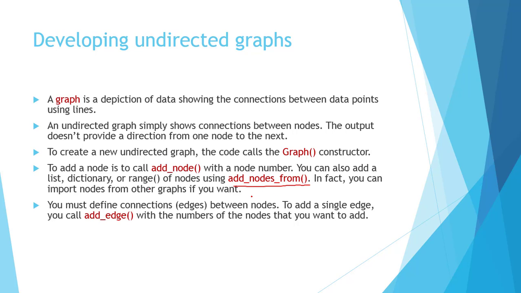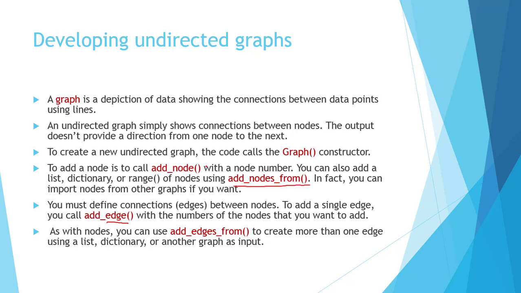In fact, we can also import the nodes from another graph if you want, using the add_nodes_from function. Next important function is we must define the connection between the nodes, that is the edge between the nodes. So to add a single edge, we can call add_edge with the nodes that we want to connect. As with the nodes, we can use add_edges_from to create more than one edge using a list, dictionary, or another graph as an input. So these are the important methods and functions for developing the undirected graph.